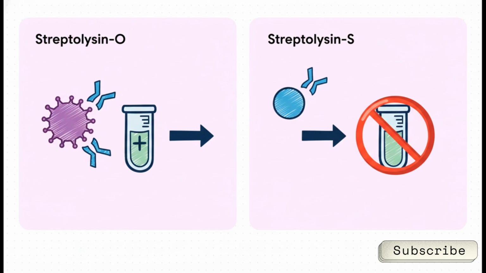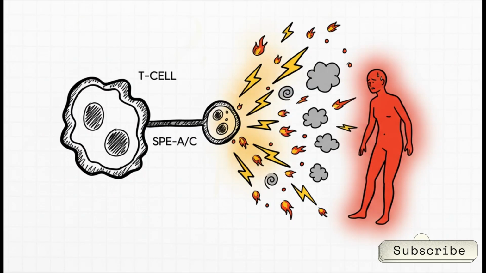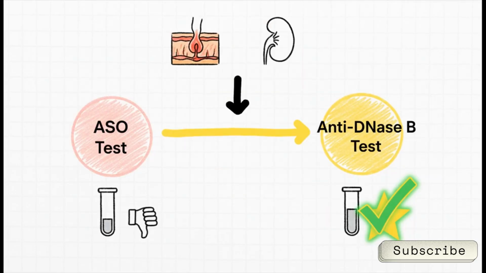Simple as that. Remember those SPE toxins? Especially A and C. Think superantigens. They're the culprits behind that massive cytokine storm that causes toxic shock syndrome and the rash in scarlet fever. And finally, our key diagnostic distinction. When you suspect a previous skin infection or glomerulonephritis, and that ASO test is coming back low, your test of choice is anti-DNase B. Absolutely crucial.